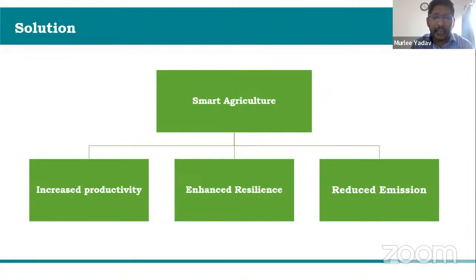So the solution, as I am talking about from the initial slide, is that we have to go for smart agriculture. Now, what is the benefit of smart agriculture? It will increase the productivity. It will enhance the resilience. It will reduce the emission. So if we go by smart agriculture, we will be able to achieve the 2047 target, and we will be able to reduce the greenhouse gas emission. We can make the climate resilient. We can make the agriculture resilient.